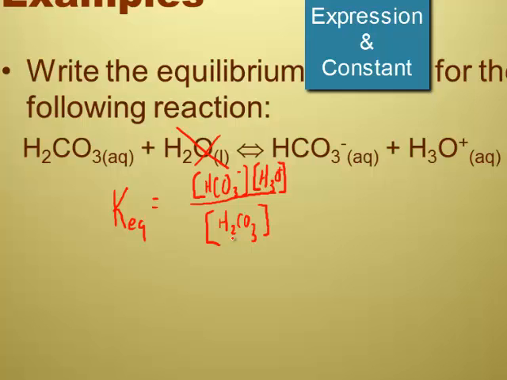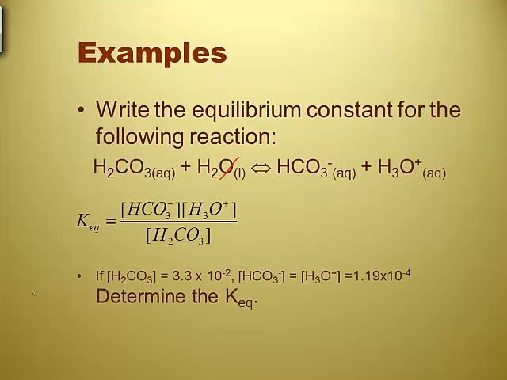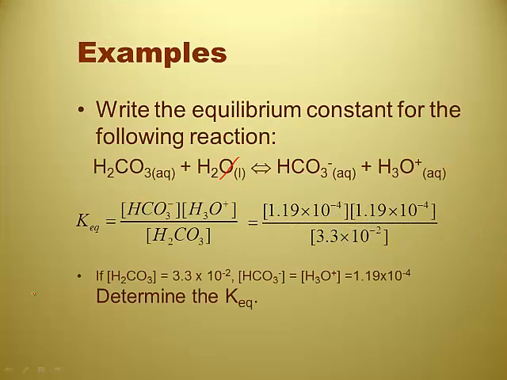So we just have to put them in the right spot? That is correct. So I put 1.19 times 10 to the negative fourth in place of the bicarbonate ion, and I put 1.19 times 10 to the negative fourth in place of the hydronium ion, because I was given both of those. And I divide by 3.3 times 10 to the negative second. Put it in your calculator, and you get an answer of 4.29 times 10 to the negative 7.